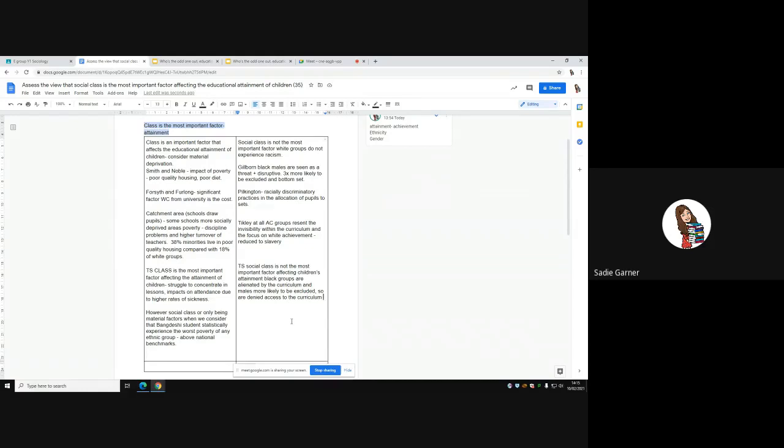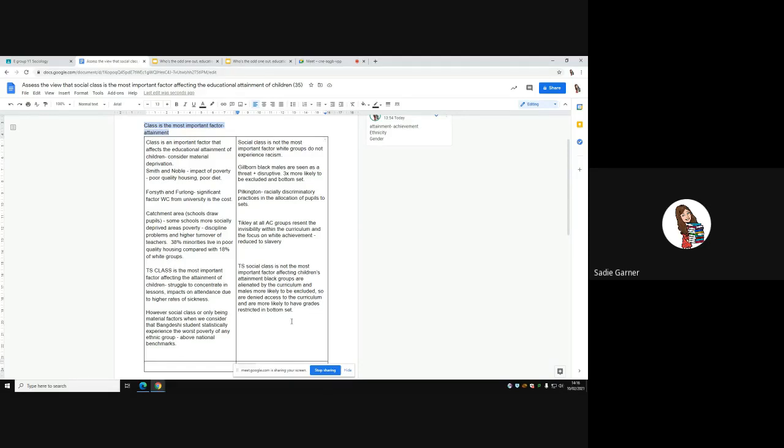Males are more likely to be excluded, so are being denied being taught the curriculum, and are more likely to have their grades restricted in bottom set. Black groups are alienated by the curriculum. They are denied access to the curriculum largely by being three times more likely to be excluded. And they're more likely to be located into bottom sets, which will physically restrict their grades.